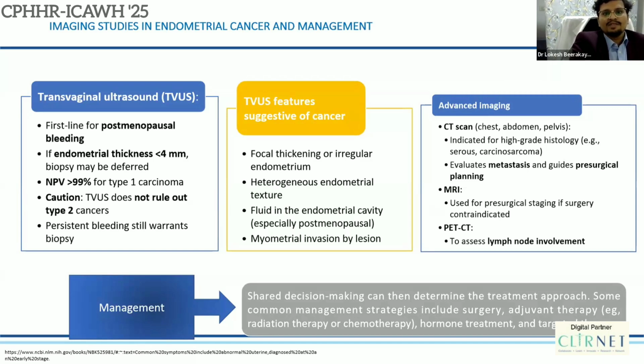You can go for advanced imaging like CT scan of the chest, abdomen, or pelvis, depending upon the suspicion. You need to evaluate for metastasis, and it could guide the pre-surgical planning. You can even go for MRI or PET-CT to assess lymph node involvement.